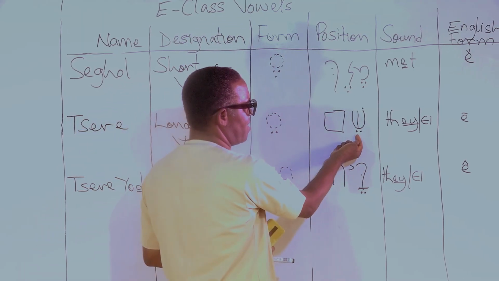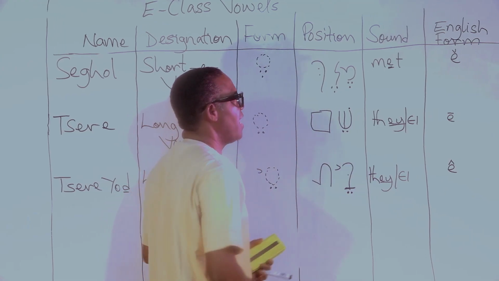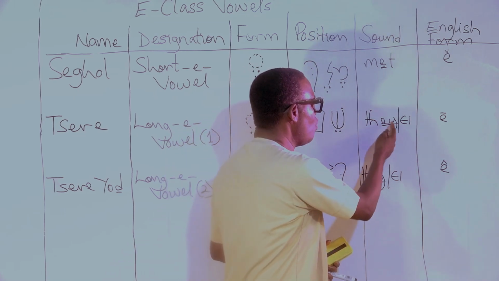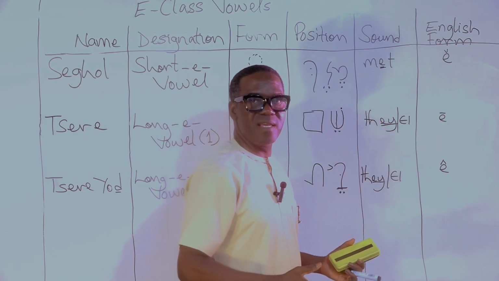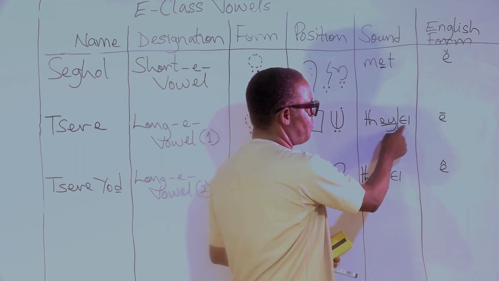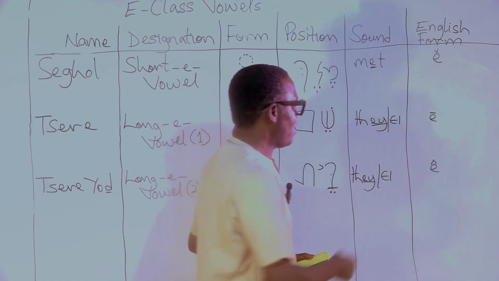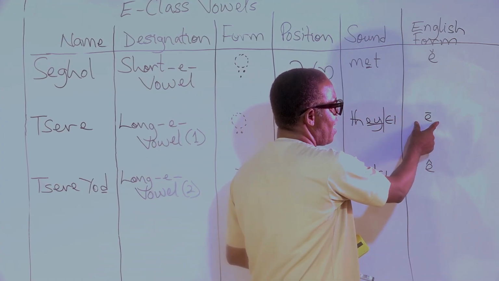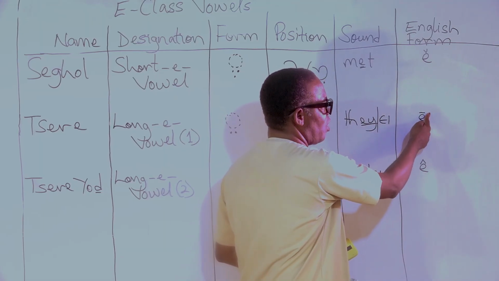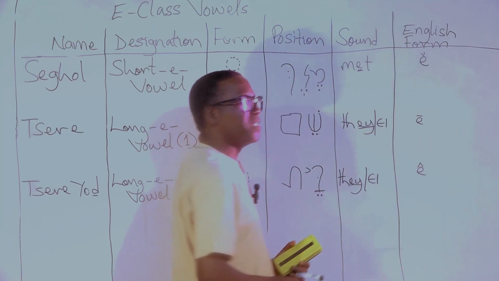And look at how it appears in this word. This is sere. And it sounds as A, just as we pronounce the EY in day. It sounds as A. This is the pronunciation. And to show that it is sere, the first long E vowel, this is the sign on top, just like a dash on top of it.